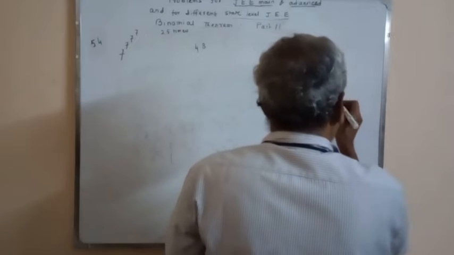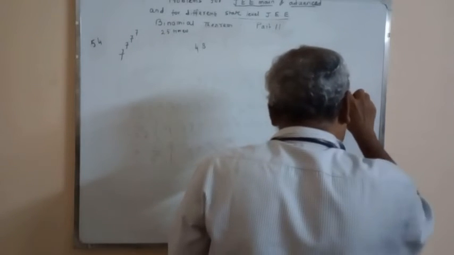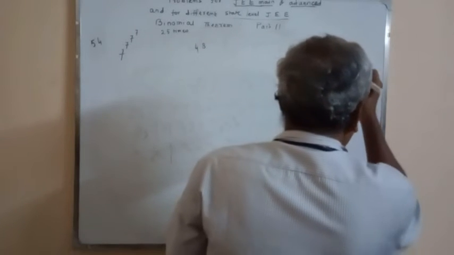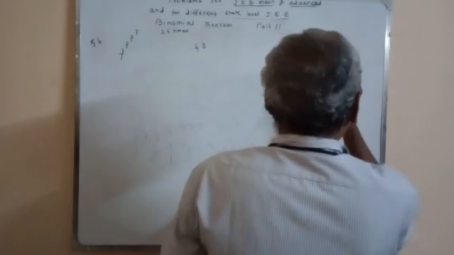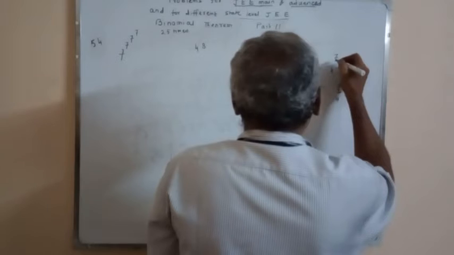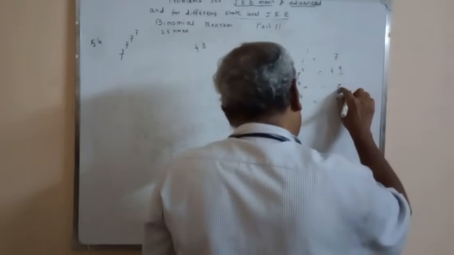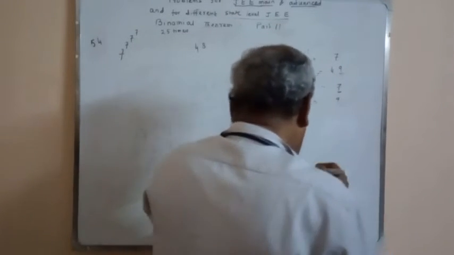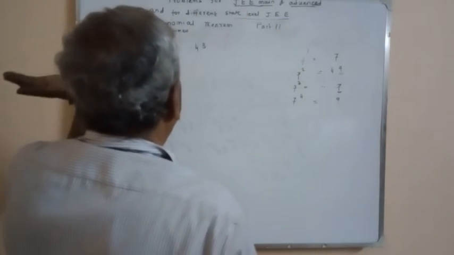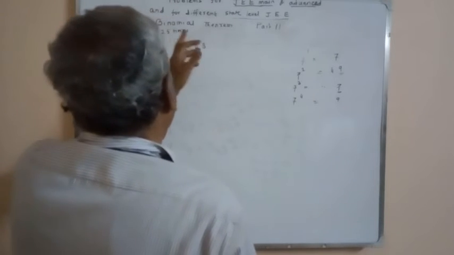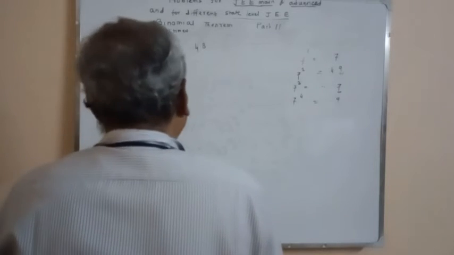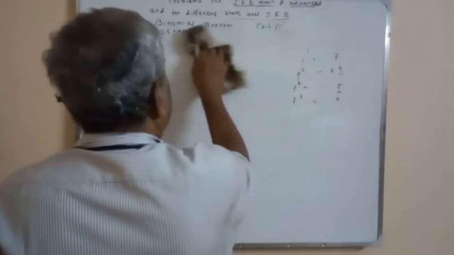7 to the power 4 is 49. 7 into that is 49, and before that some integers are there. So in the unit position, the number is either 7 or 9, 7 or 9, 7 or 9. So it is an odd integer. This 7 to the power that is a very big number, but we understand that it is an odd integer.